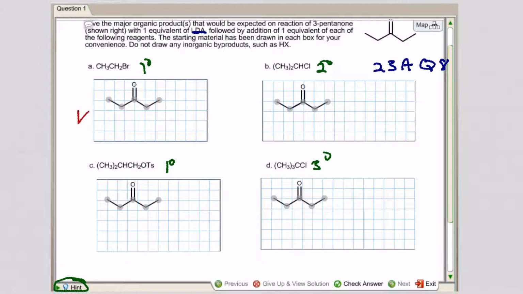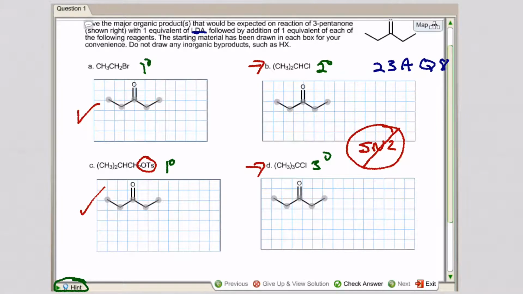So for A and C, those are both primary electrophiles. This tosylate is a good leaving group like a halogen. And here, however, I've got secondary and I've got tertiary, and what's going to happen there is because they're so sterically hindered, they cannot do SN2 reactions. And what you're going to get is E2 reactions.